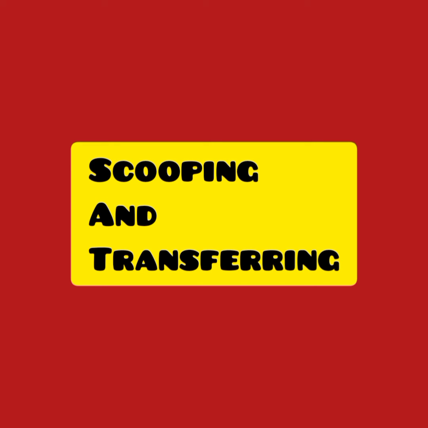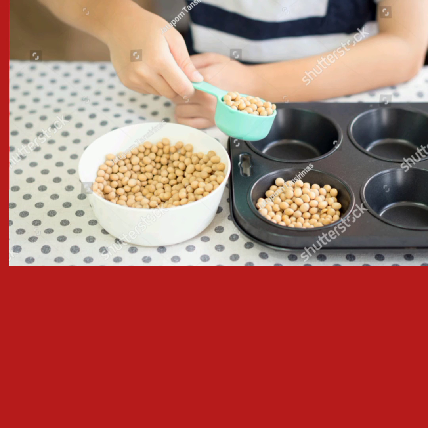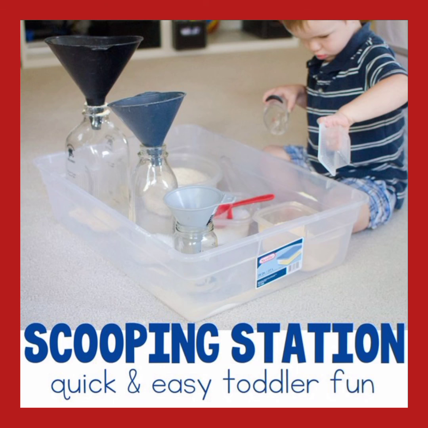Next is scoop and transfer activity. Materials required are a container, small objects, cloth, water, and a filter or net. Here, place a few blocks in water. By using the filter, transfer them to another container. This activity helps in eye-hand coordination, finger grip, and muscular strength of hand and fingers.